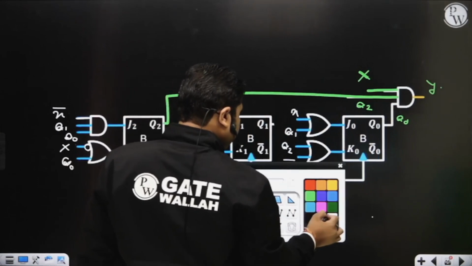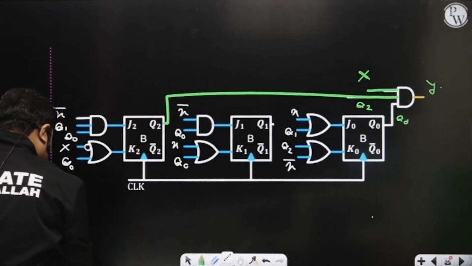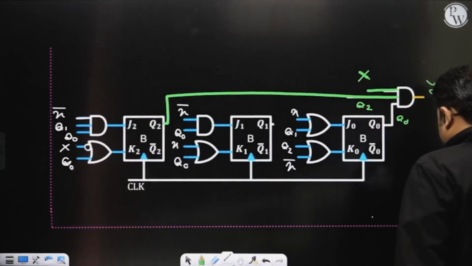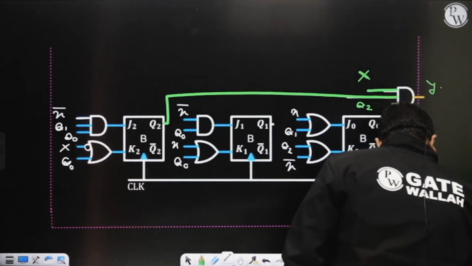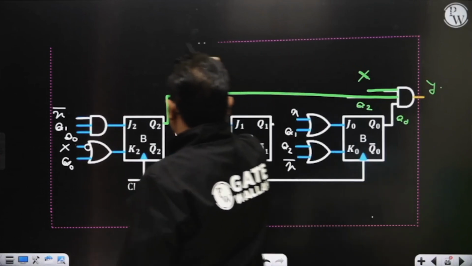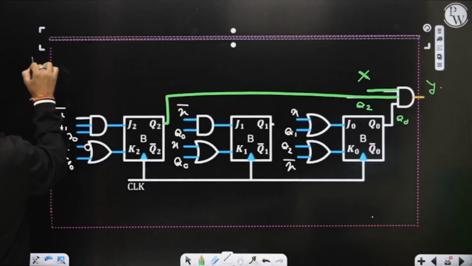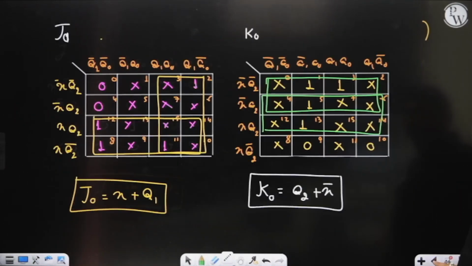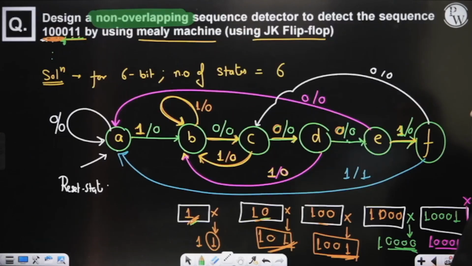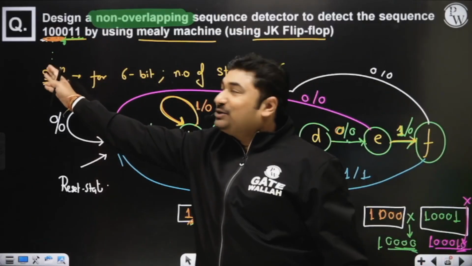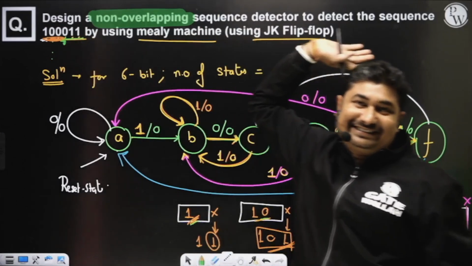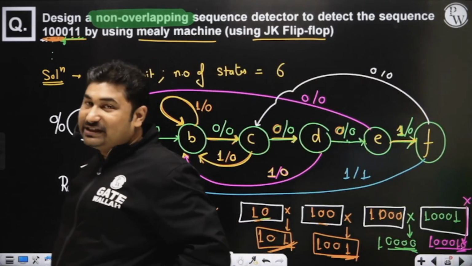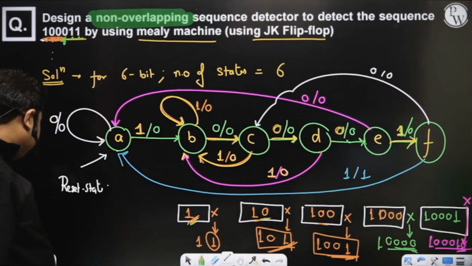So this is our desired sequence detector. Basically now we have designed our desired sequence detector. This sequence detector is going to identify the sequence 1 0 0 0 1 1. So if you want to design a sequence detector to detect the sequence 1 0 0 0 1 1, then it can be designed in this manner.